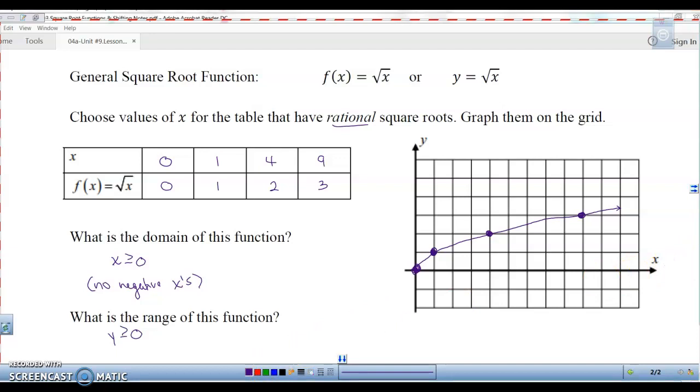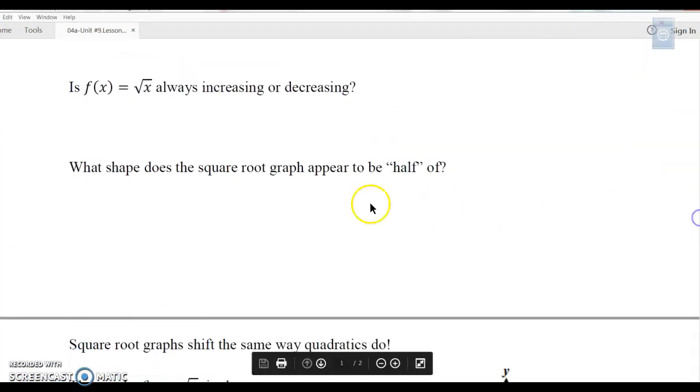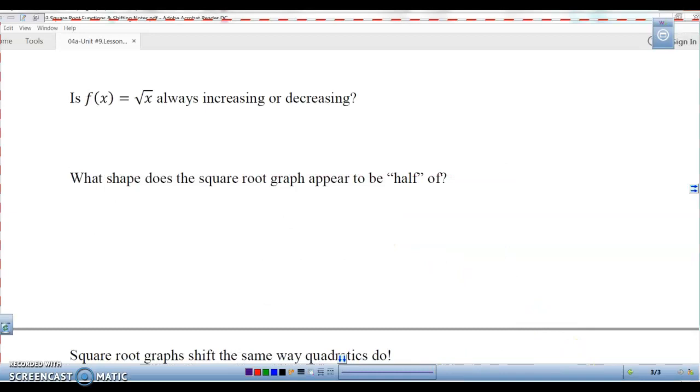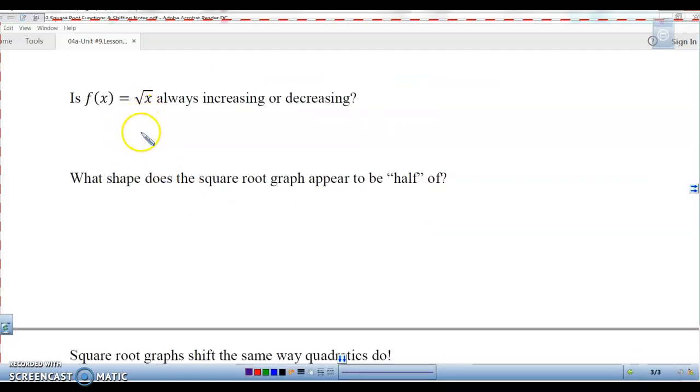Okay, so then we have, is f of x equals the square root of x always increasing, or is it always decreasing? Well, let's take a look at our graph again. As x increases, what are the y's doing? Here the x's are increasing, the y's are also increasing. So it's always increasing.